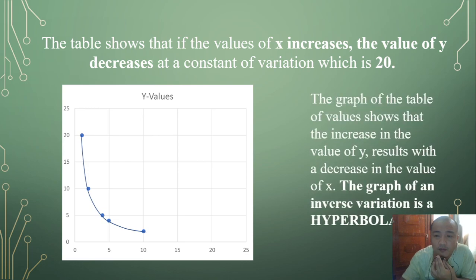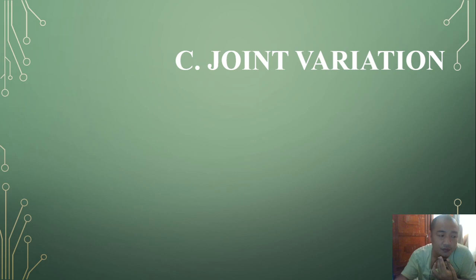The graph of the table of values shows that an increase in the value of x results in a decrease in the value of y. So the graph of an inverse variation is a hyperbola, whereas sa direct variation it's a straight line. Dito naman, hyperbola pag inverse variation. Let us proceed now to the next.